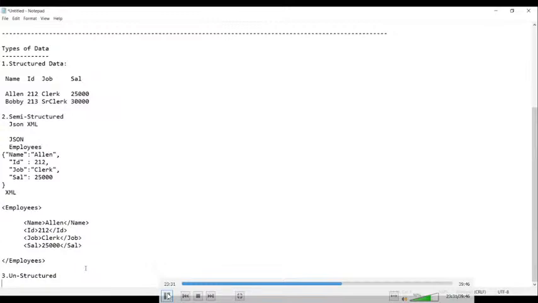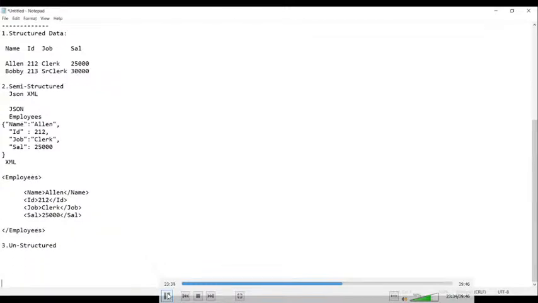Now, guys, unstructured data. Unstructured data means what? Unstructured data is nothing but all your photos in your mobile phone, all the videos, and voice recordings.